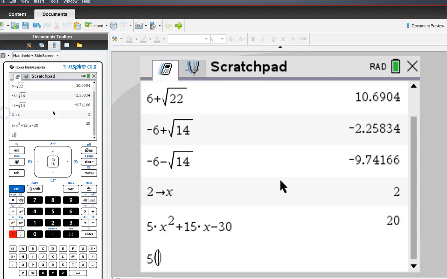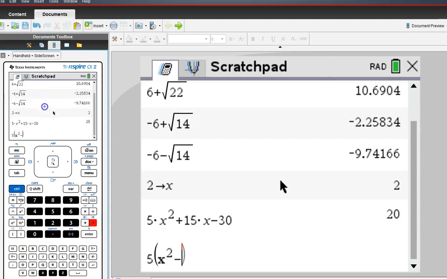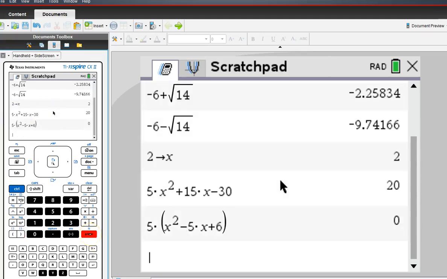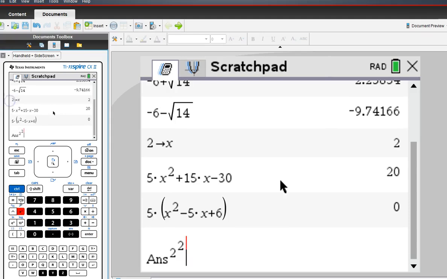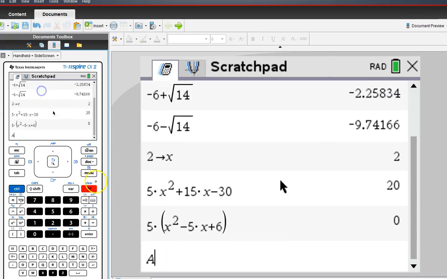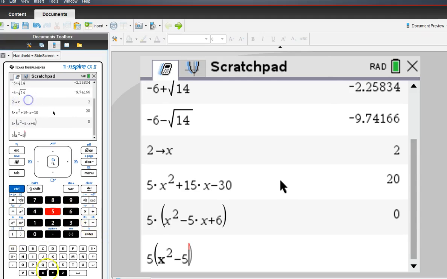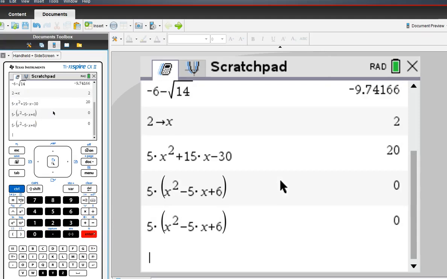5 parentheses x squared minus 5x plus 6, close the parentheses, enter, and I get 0. Okay, so that doesn't work. Let's see if we take 5 out. Let's try choice C. So look at your paper. 5 parentheses x squared minus 5x plus 6. Close the parentheses. Now plus 6. Enter. And I get 0 again.